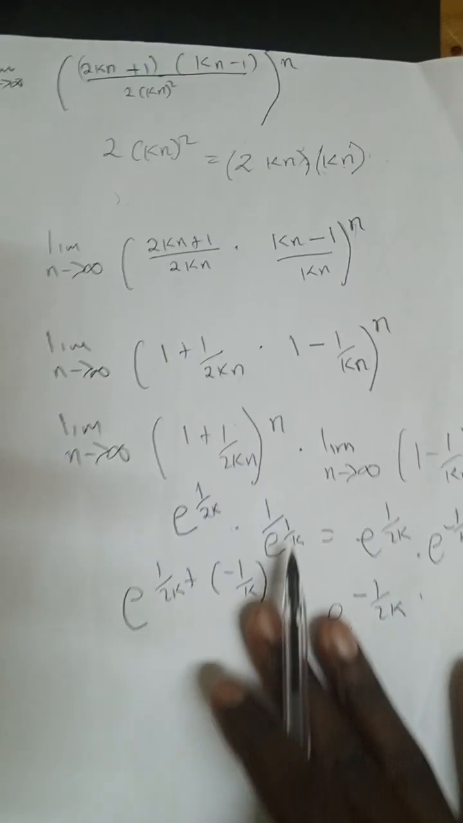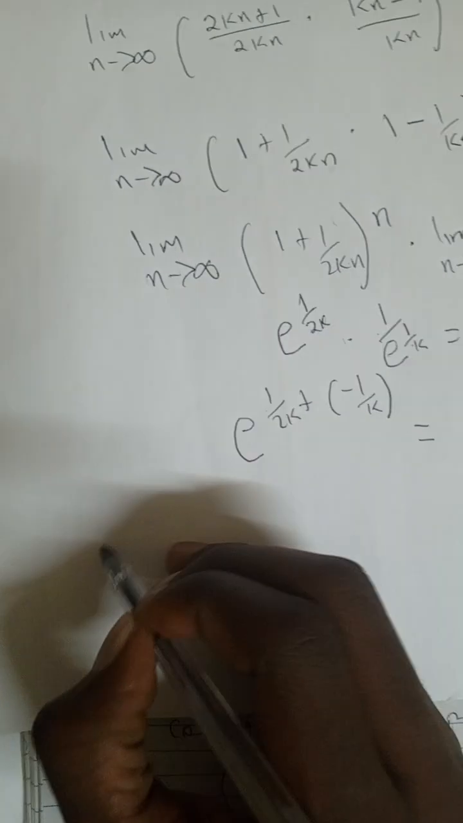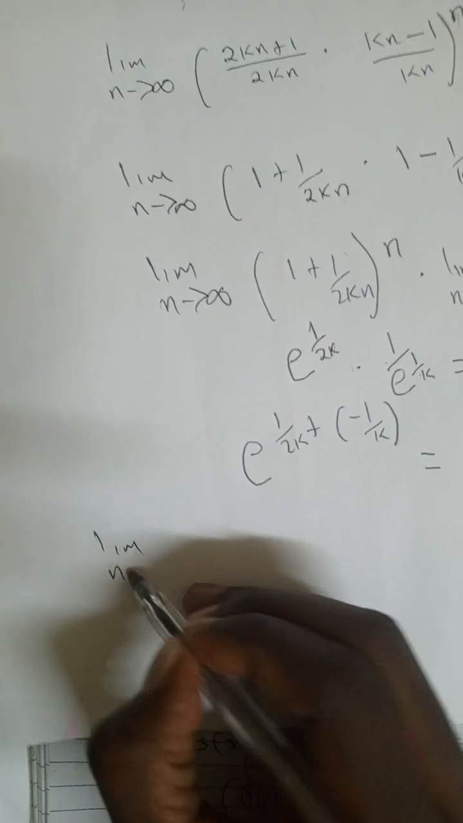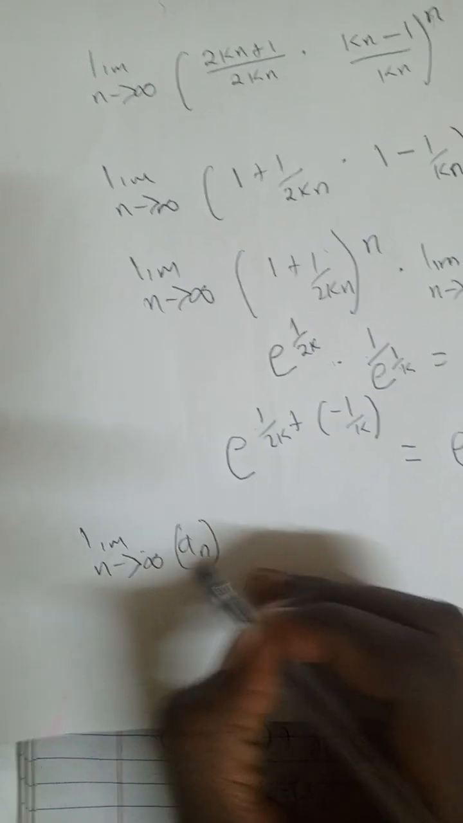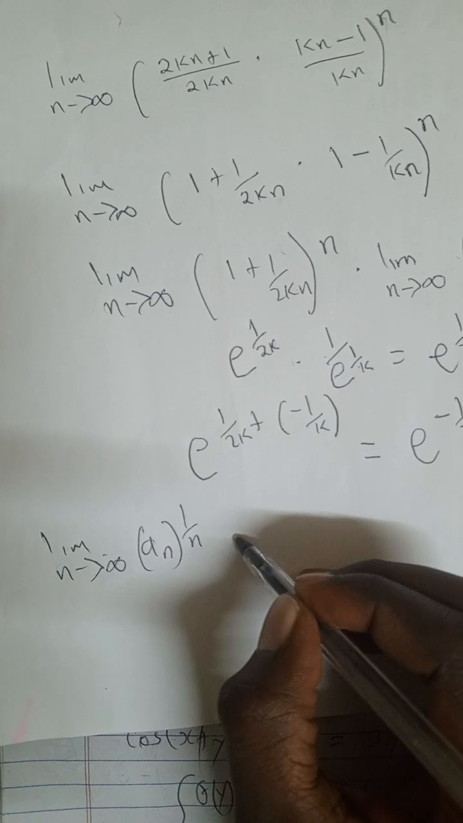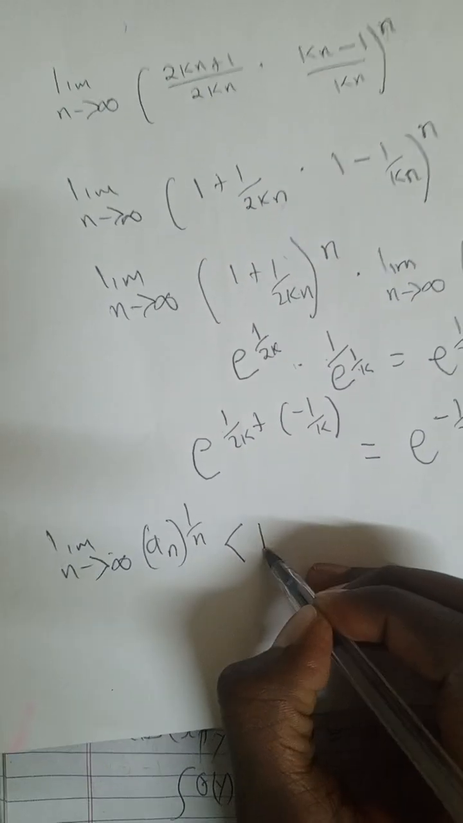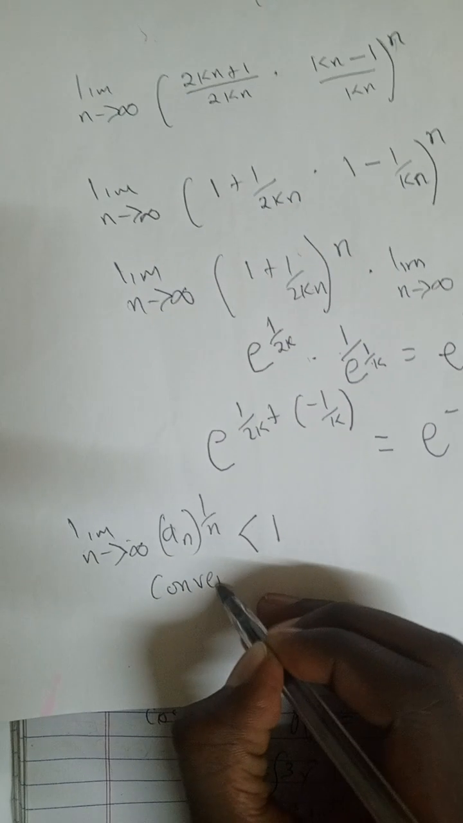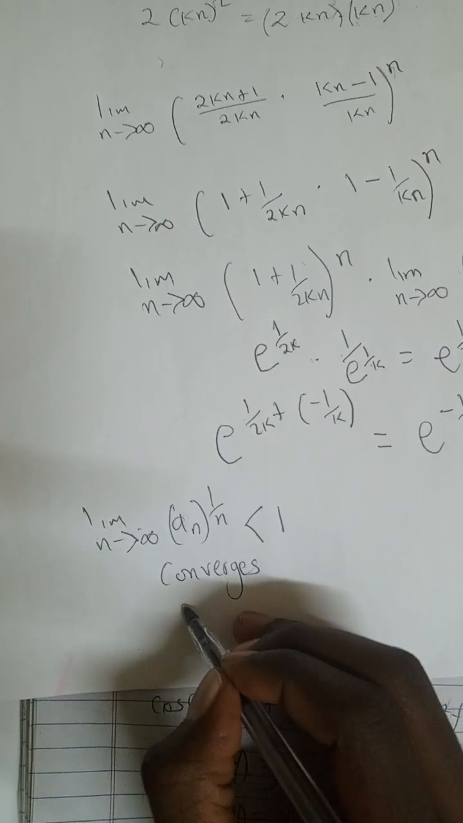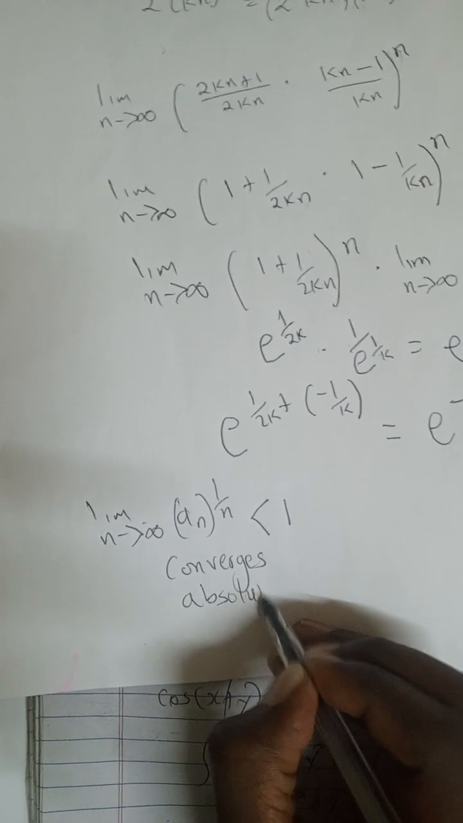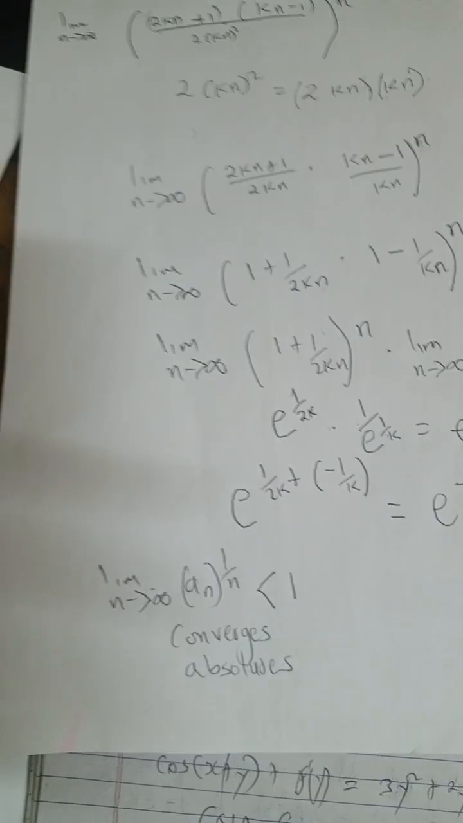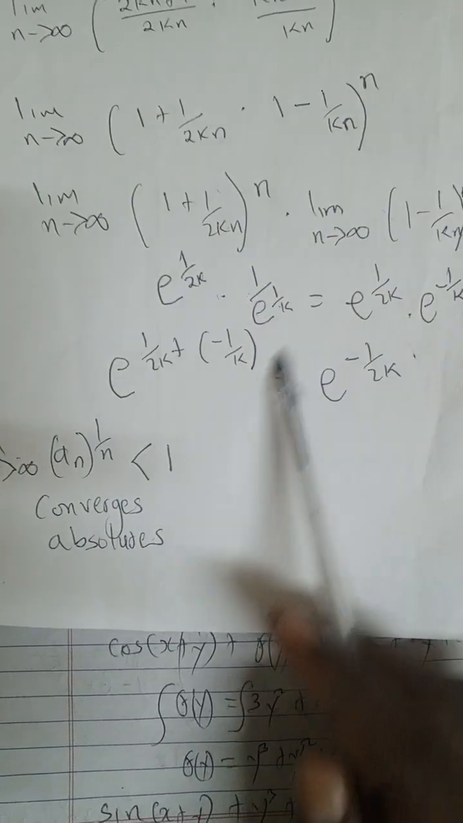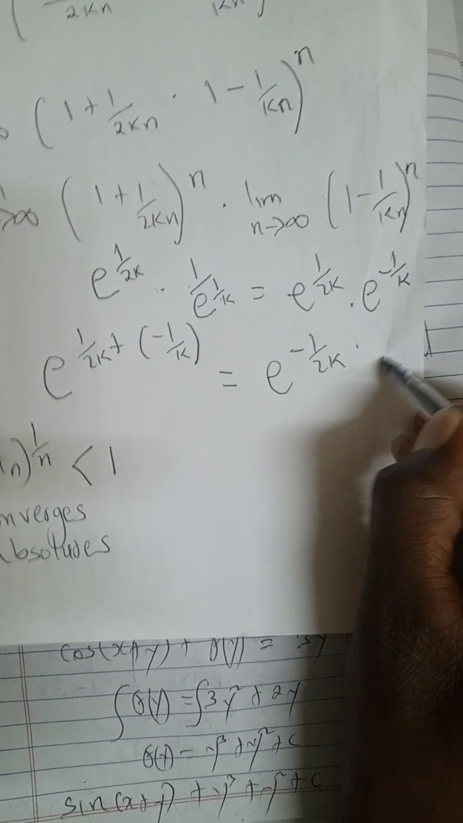Now remember, the root test says: the limit as n approaches infinity of the nth root of a_n, if this is less than 1, it converges absolutely. If it's greater than 1, it diverges. If it's equal to 1, then it's inconclusive. So we have to find conditions to make this less than what?